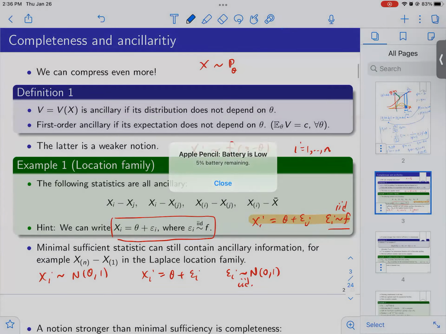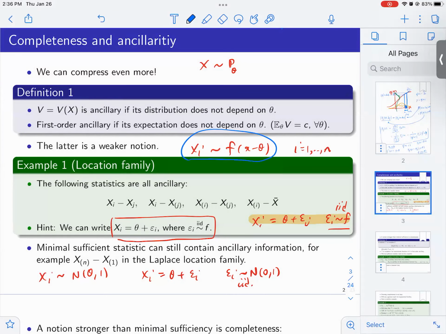So this is this guy, and then I can write it like that, additive model. So then can you tell me, so this hopefully is clear to people. So if I have something like that, epsilon is f, then I have that location family. So what happens now? Why are these ancillary?